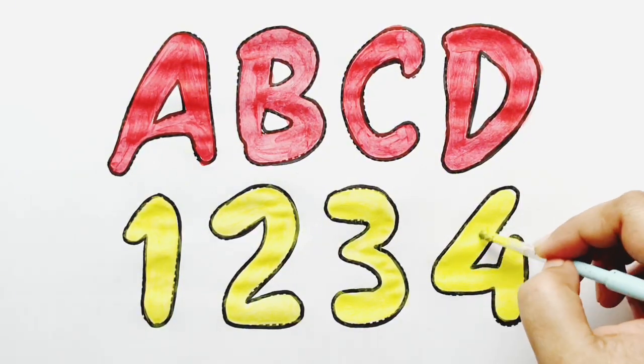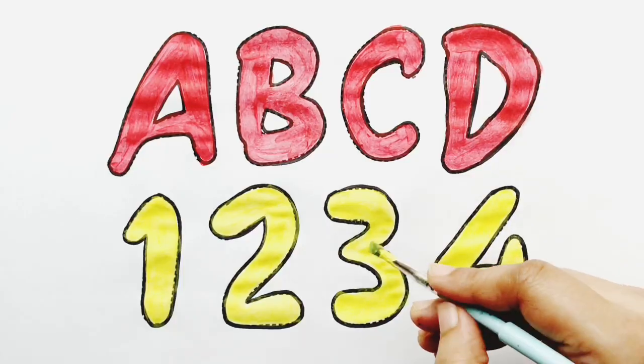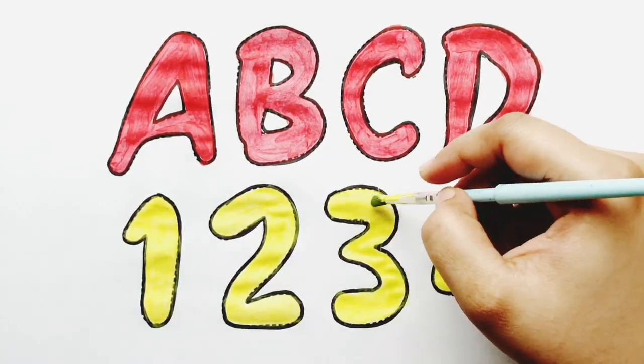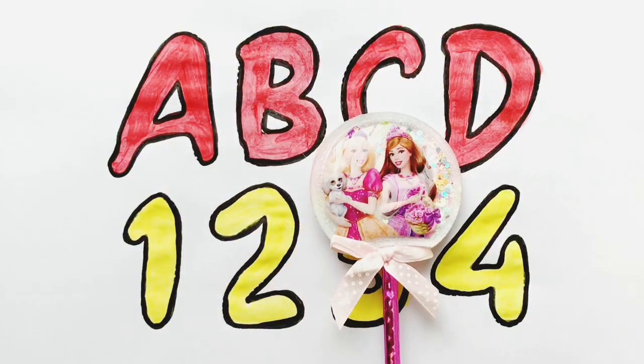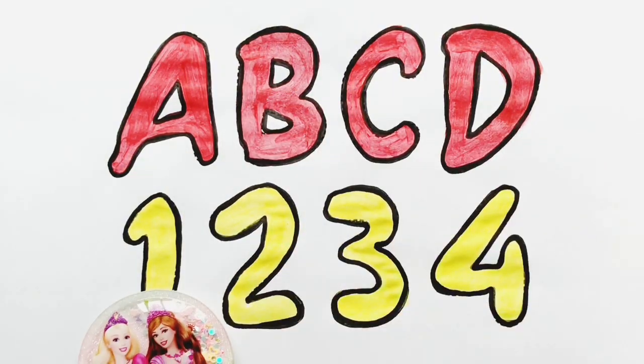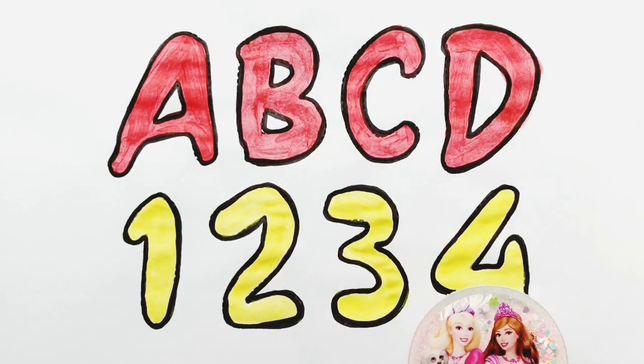Let's see a list of words that start with the letter A. Apple. Let's repeat and learn. Capital letter A, B, C and D. Number 1, 2, 3 and 4.